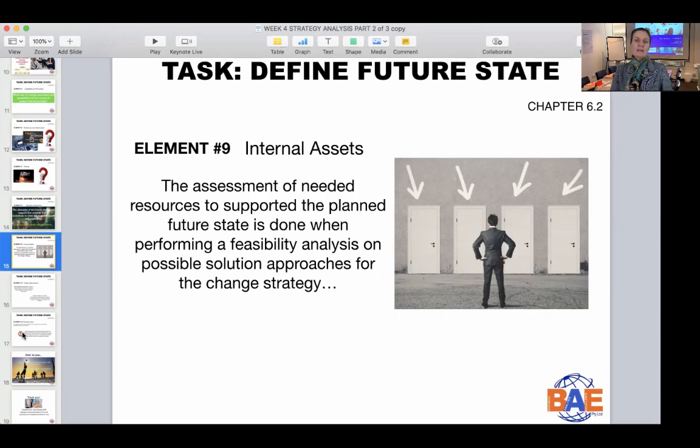And now we're saying, all right, if we look at those different solution approaches, what internal assets will we need to enable those particular approaches? And remember, internal assets are things like your financial resources, or we also mentioned things like reputation and brand, but it could be any tangible or intangible asset or resource that the organization has.